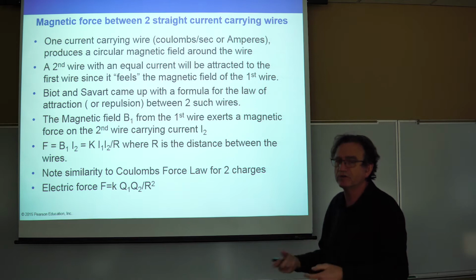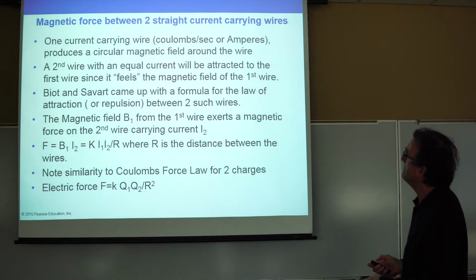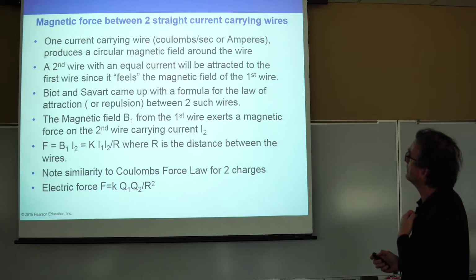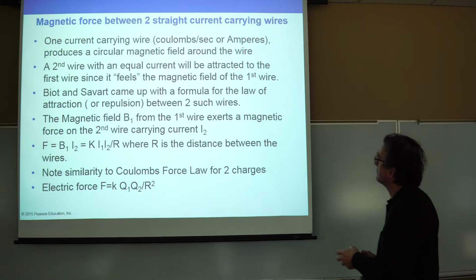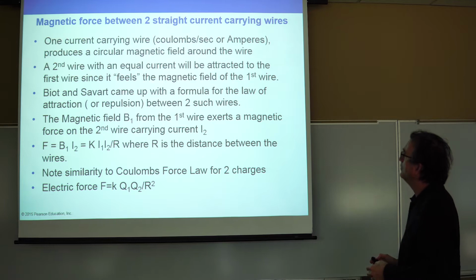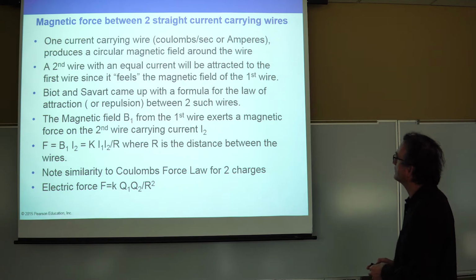And we have a similar phenomenon with magnetism, but it works slightly differently. So imagine that one current carrying wire produces a circular magnetic field around it. Now, a second wire with an equal current will be attracted to the first wire, since it feels the magnetic field of the first wire.